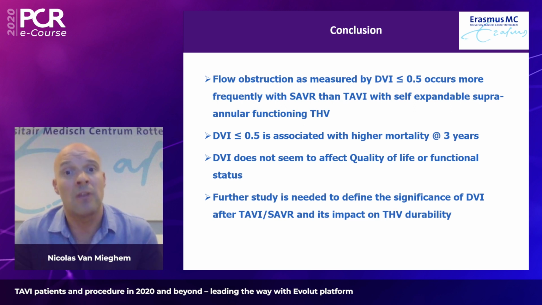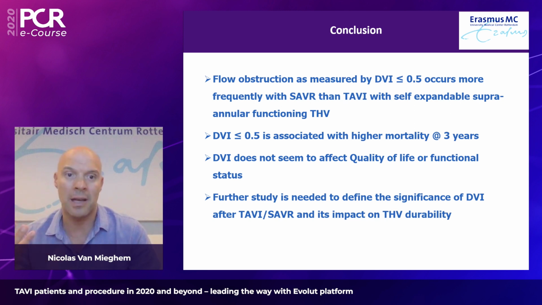So in conclusion, you might see that flow obstruction as measured by the Doppler velocity index, when it's below 0.5, occurs more frequently with surgery than with TAVI, with the self-expanding supraannular functioning valve. It is associated with higher mortality at 3 years in the SURTAVI trial. It does not seem to affect quality of life or functional status, but it is intriguing that with the supraannular valve, the expected Doppler velocity index is the best in class and definitely higher as compared to intraannular functioning valves.